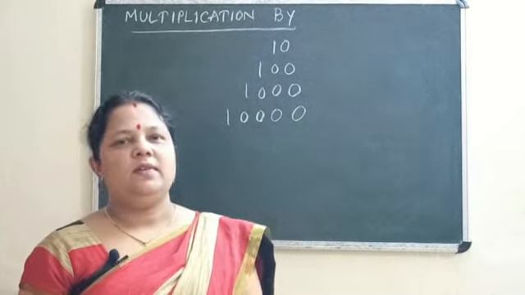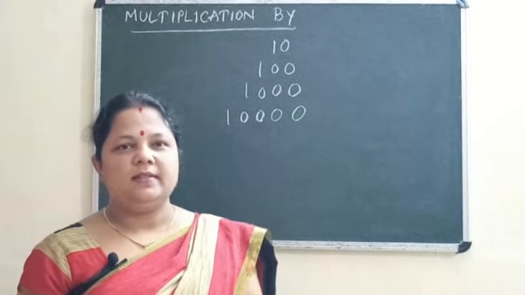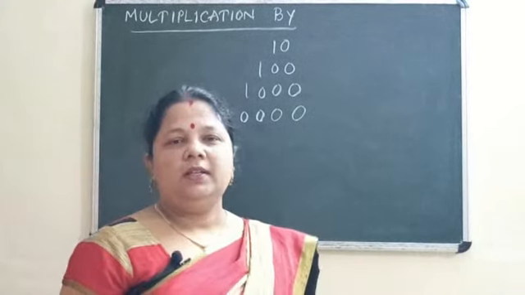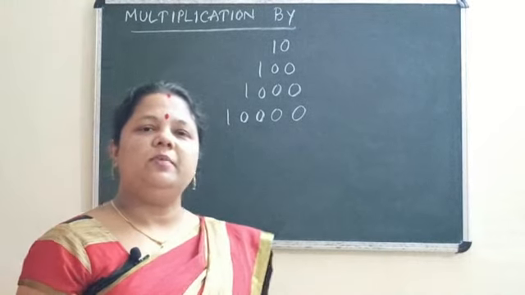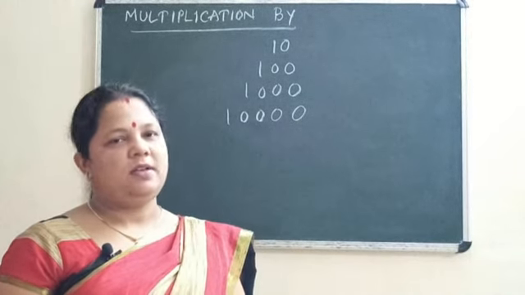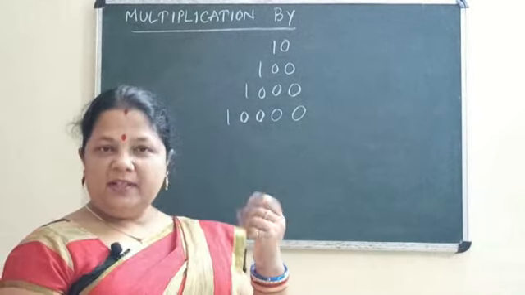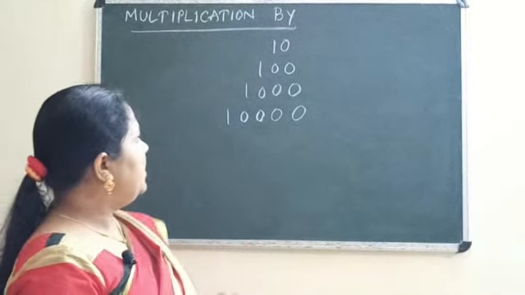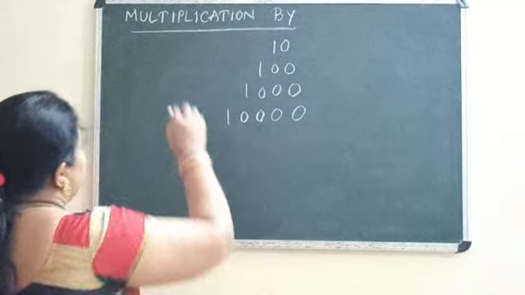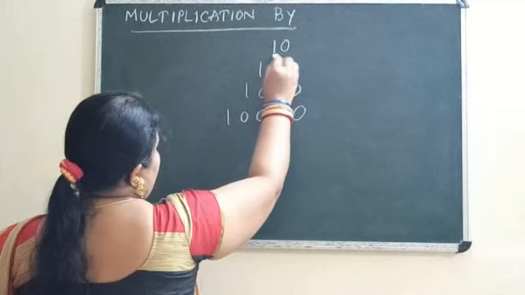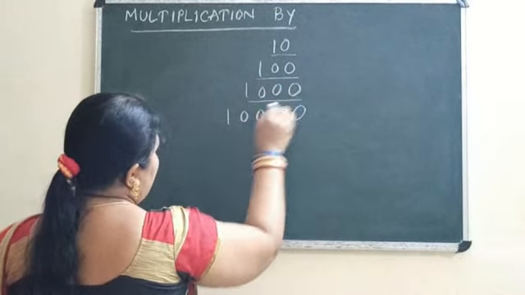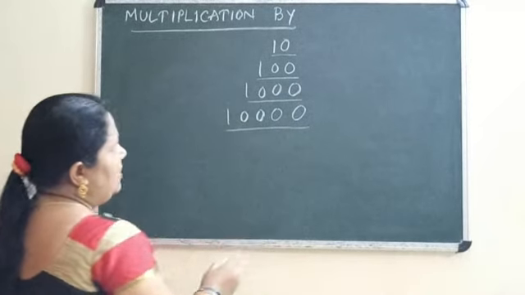So let's continue our class with this large number operation, multiplication. Many properties we have already discussed in our previous class. Today we will continue with some interesting facts of this multiplication. I have written here multiplication by 10, 100, 1000, 10,000, lakh.